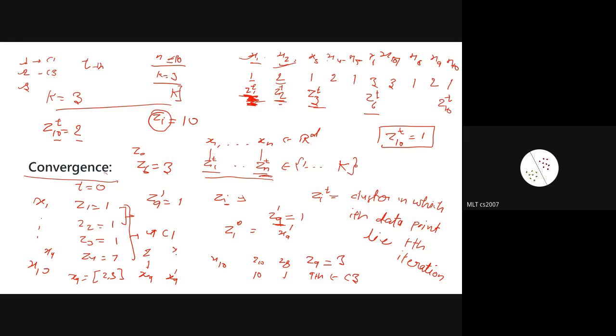If I'm saying X9 is equal to 1, how do I know whether I'm pointing to a point or to a cluster number? Understood, sir. X9 denotes your data point, and its cluster I'm denoting by Z9. That's it. Okay, fair enough, sir.